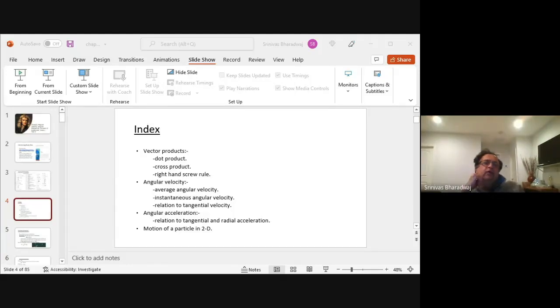Now, when you go faster and faster, you have a second component to the acceleration, right? So omega cross v is the radial acceleration. The second component of the acceleration is alpha cross r. When you go faster and faster, you have a second component to the acceleration, alpha cross r, which is tangential.